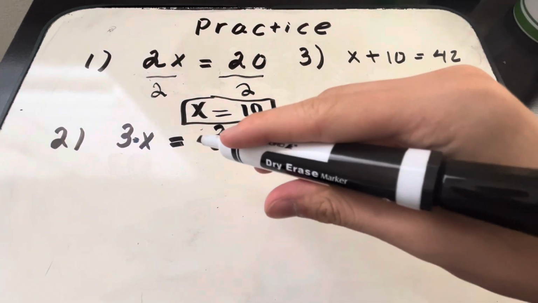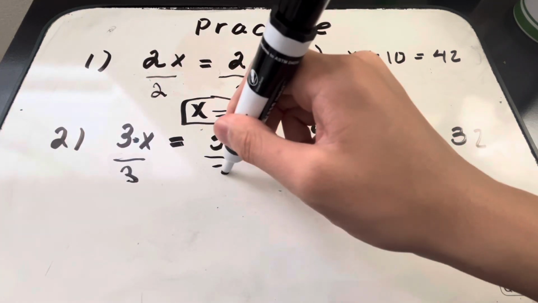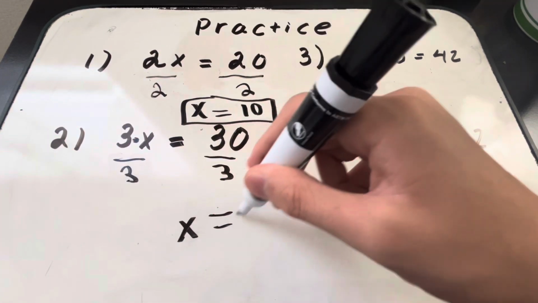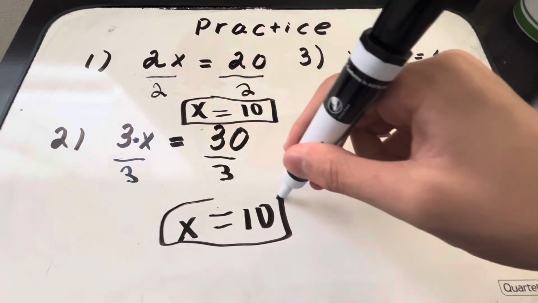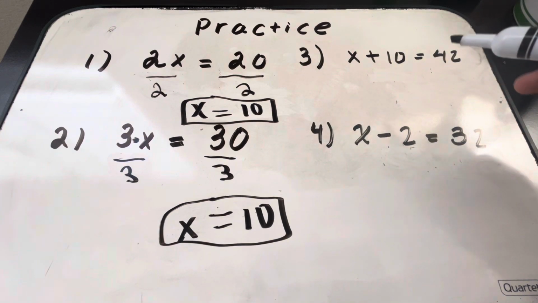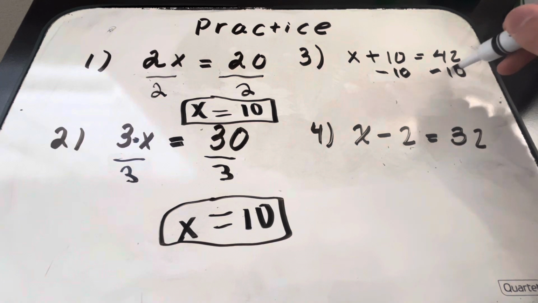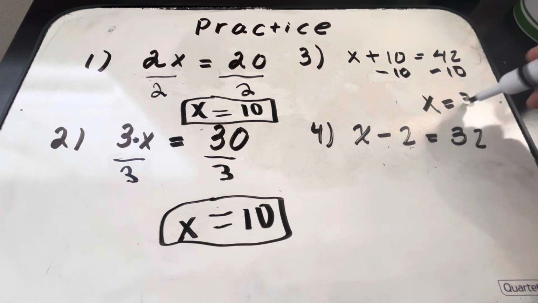Next problem. The same situation, we're multiplying, so we do the opposite operation and divide by 3. We are left with x equals 10 again. Third problem. Since the x is being added by 10, we want to do the opposite operation, so subtract 10 from both sides, and we get x equals 32.